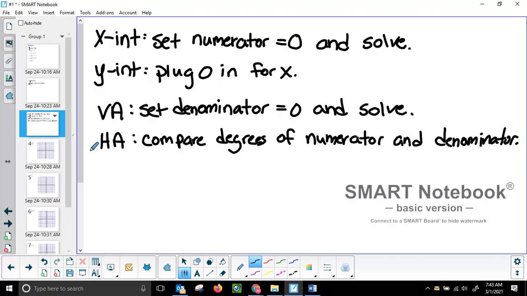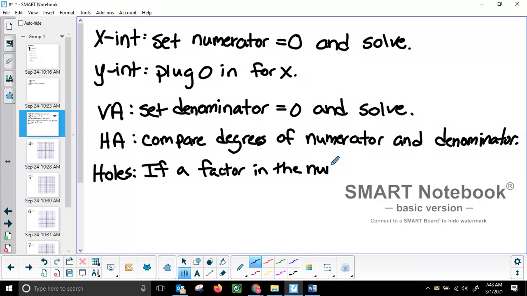All right, now we can also check for what's called holes. All right, you will have a hole or multiple holes in a graph if a factor in the numerator and denominator cancel.